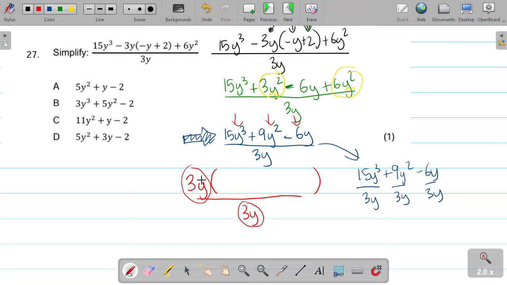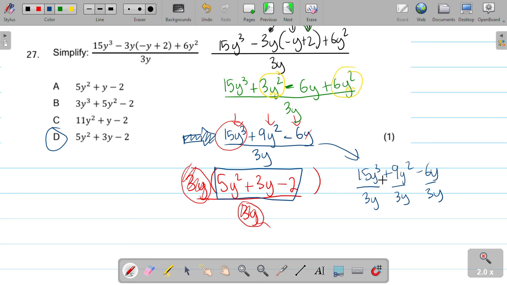Okay, so then how do I know what is left over here? So you say 15y cubed divided by that. So 15 divided by 3 is 5. Then you're going to get y squared plus 9 divided by 3 is 3 with just y, and then negative 6 divided by 3 is going to be 2, and it's just 2 because the y's will end up canceling. And then this bad boy, the 3y and the 3y cancel out, and we are literally left with our answer over here. This is our answer. So let's have a look if it's over here. Do we have that? Yes, we have it over here, and it is letter D.